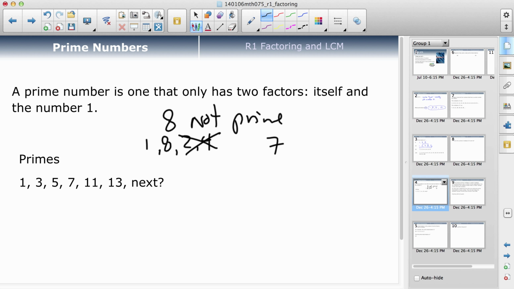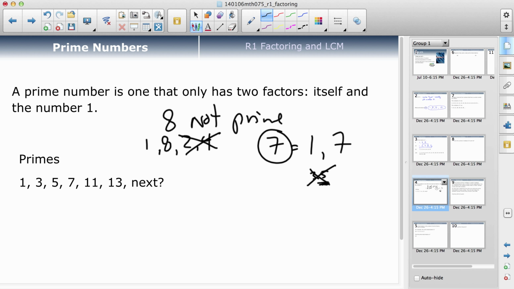How about 7? Well, 1 divides into 7, 7 divides into 7. Is there another number that divides evenly into 7? There isn't. I guess you could say 3.5, but that's not an integral number, an integer, so we can't use that. It has to divide evenly with no decimal or no remainder. So 7 would be an example of a prime number.